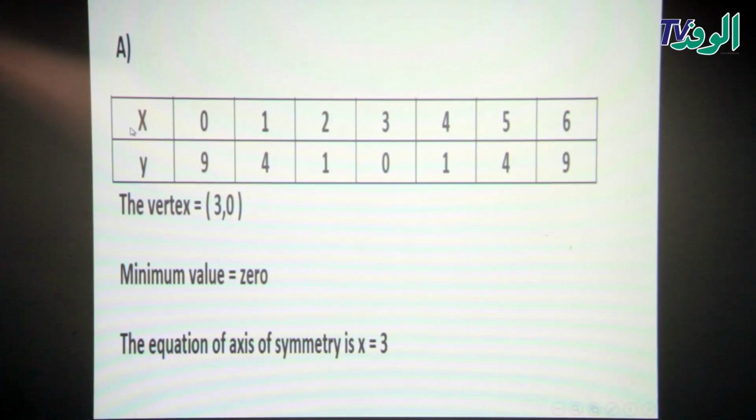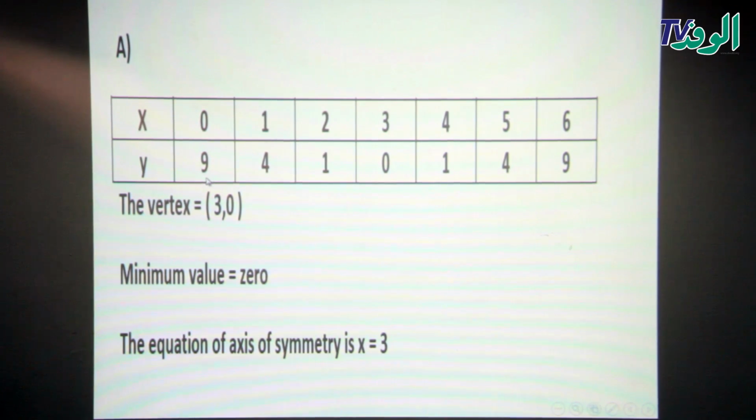Number 4. A. Represent graphically the function f of x equals x minus 3 to the power of 2, where x belongs to the closed interval 0, 6. From the graph deduce the vertex of the curve, then the minimum or the maximum value of the function. Okay, I will add something to this question and we will say it together as we work. Here we start forming our table. The x numbers I got from the interval from 0 to 6, and you know we use the calculator to evaluate the function at x equal 0, at x equal 1 and so on.